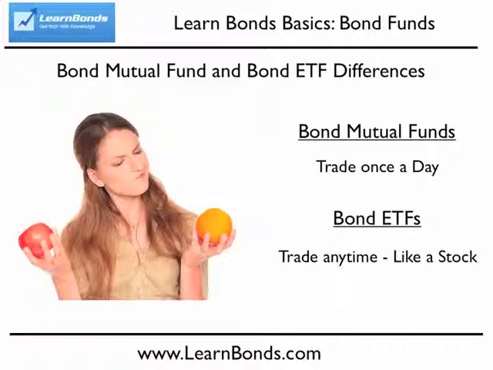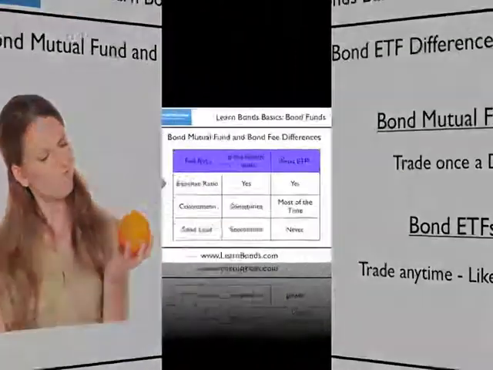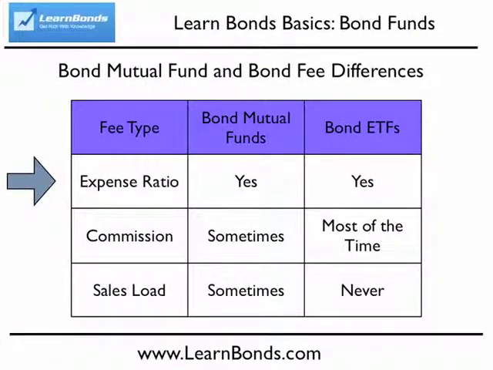The second difference is how you're charged for them. All bond mutual funds and ETFs have an expense ratio. This is the fee which is charged to your account each year in order to cover the operating expenses of the fund. Expense ratios can be as low as 0.1% of the money invested in the fund per year and go all the way up to 1% of your investment or even higher.